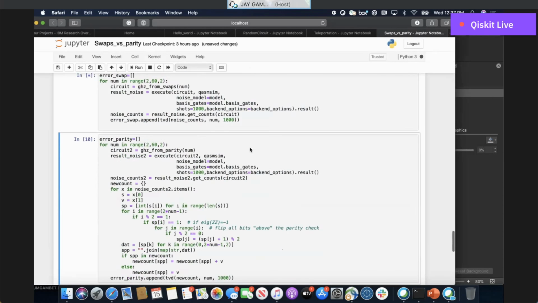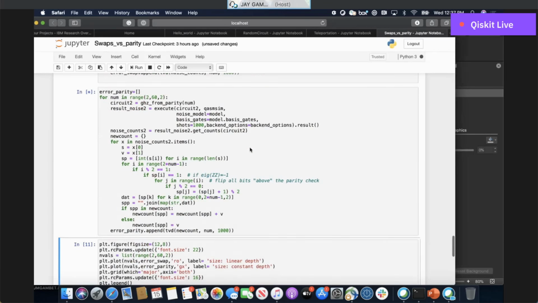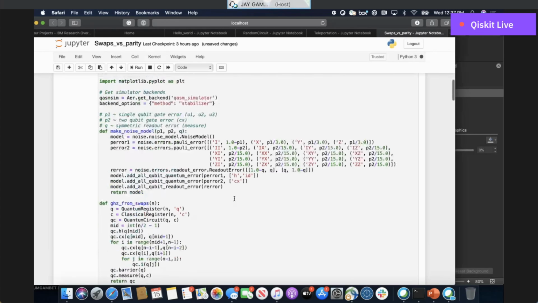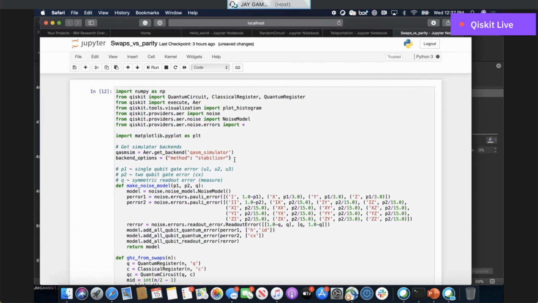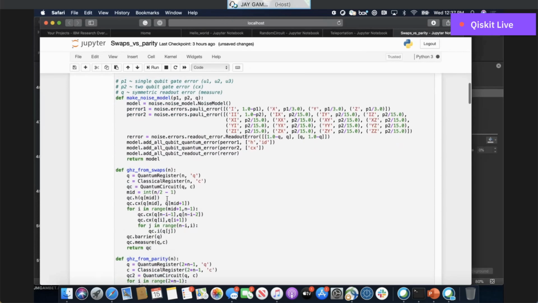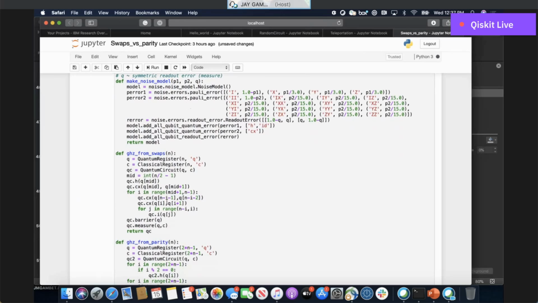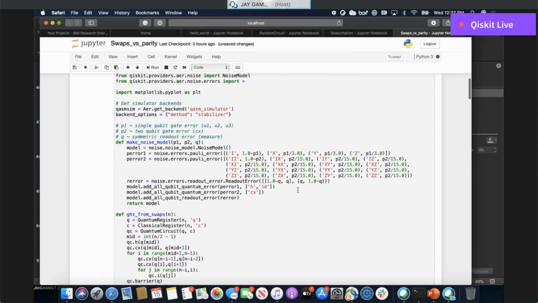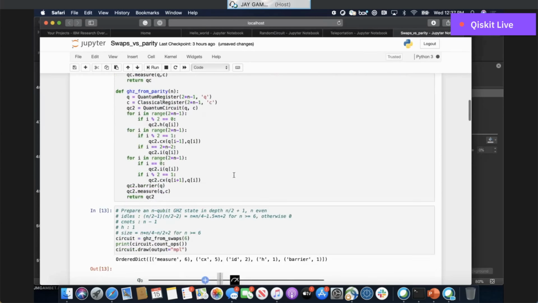I'll come back to the top. So here, this example gets to highlight some of the tools as well. I'm going to make a circuit from swaps, where you basically apply the different CNOTs and make it out by swapping each one as you create the chain, the circuit from parity, and I'm also going to introduce the ability to put noise on our model.